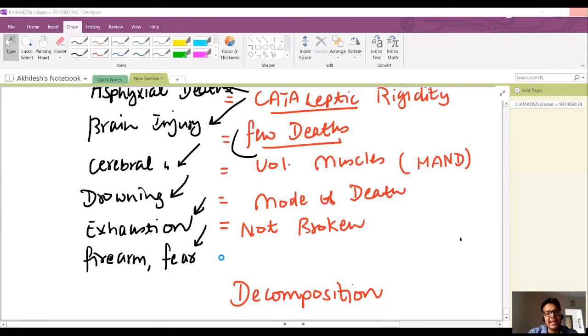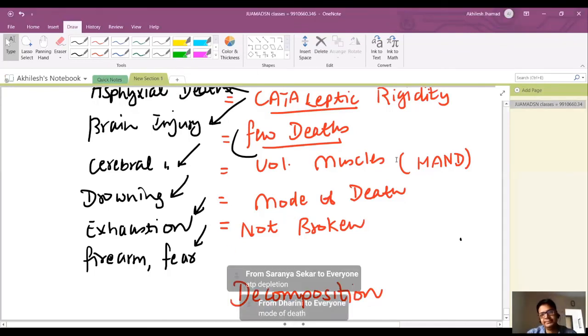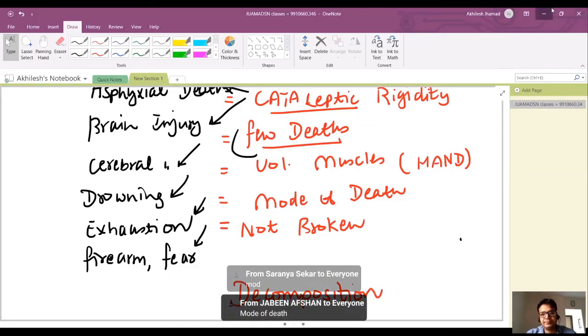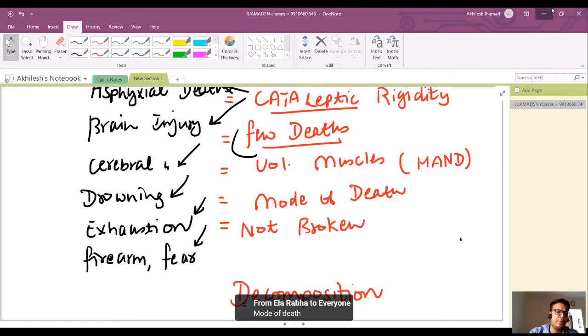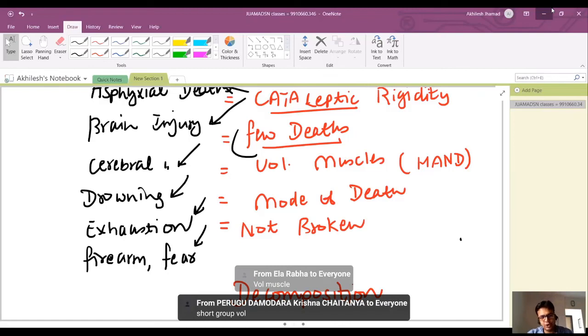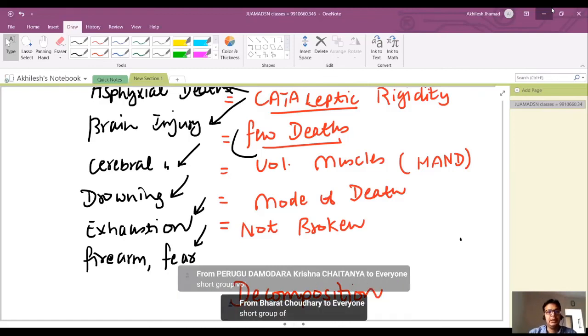Cadaveric spasm gives an idea about time since death, cause of death or mode of death. What will be the best answer? Mode of death. Cadaveric spasm involves voluntary muscle, involuntary muscle, all muscles, or a short group of voluntary muscles. Which will be the best answer? A short group of voluntary muscles will be the best answer.